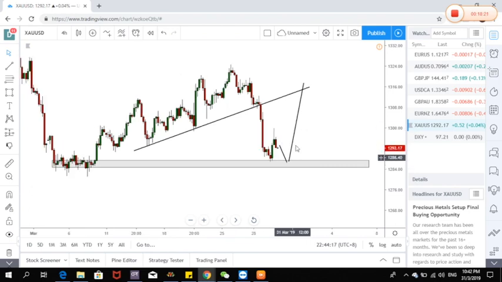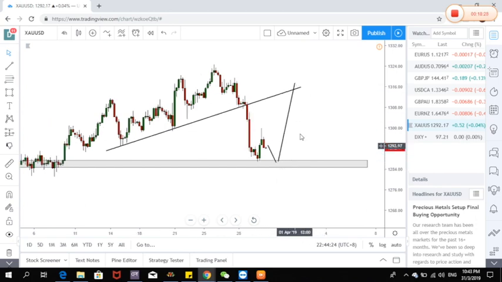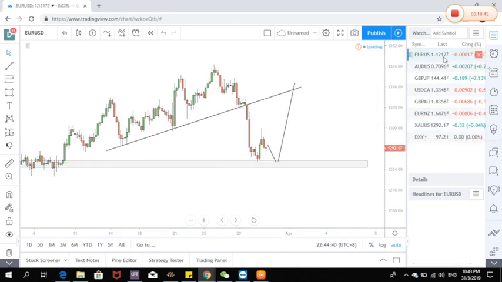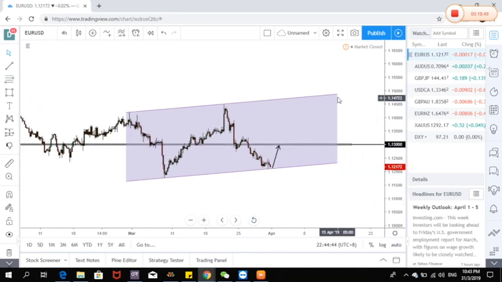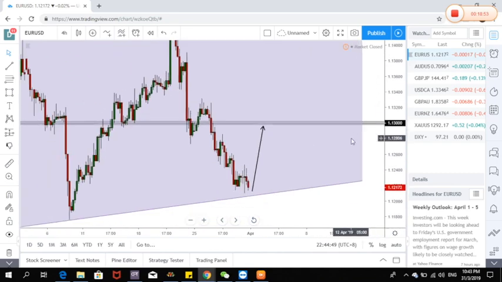Of course, you cannot just wait for the retest. We still need to wait for a rejection candle right here before we can see any bigger movement on the upside. At the moment, among these 8 pairs, only one pair really interests me for the next trade, which is the Euro USD.